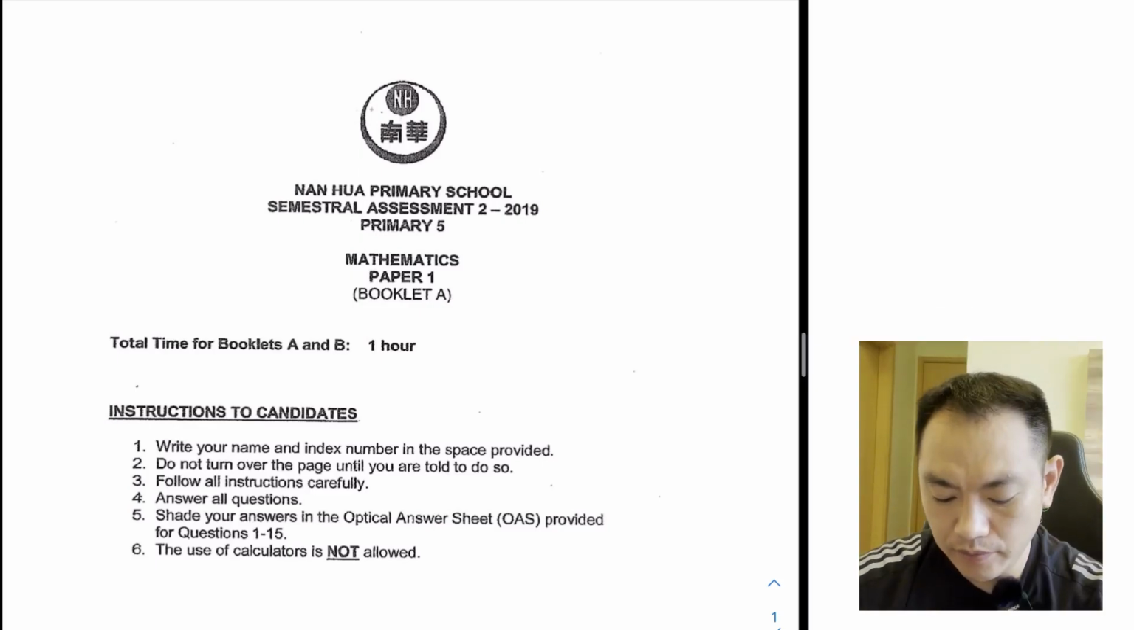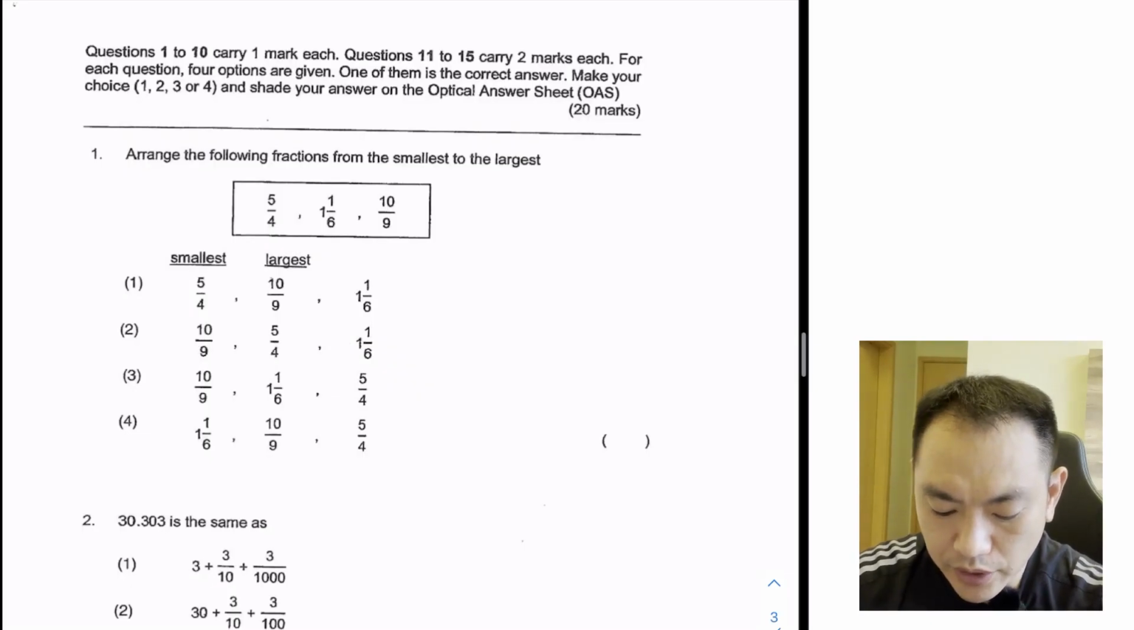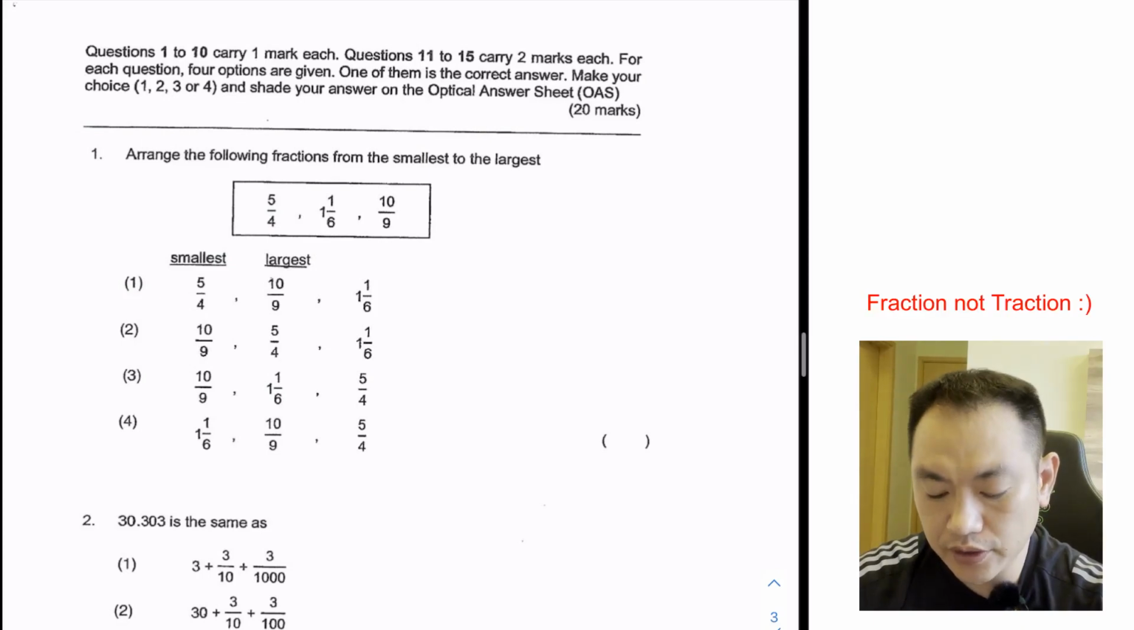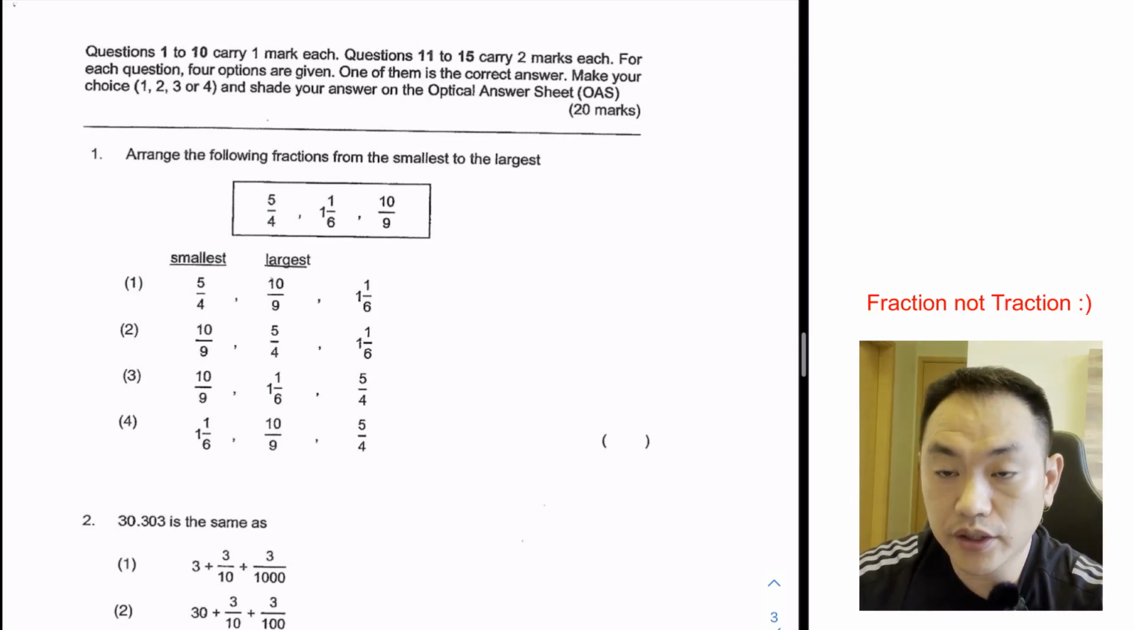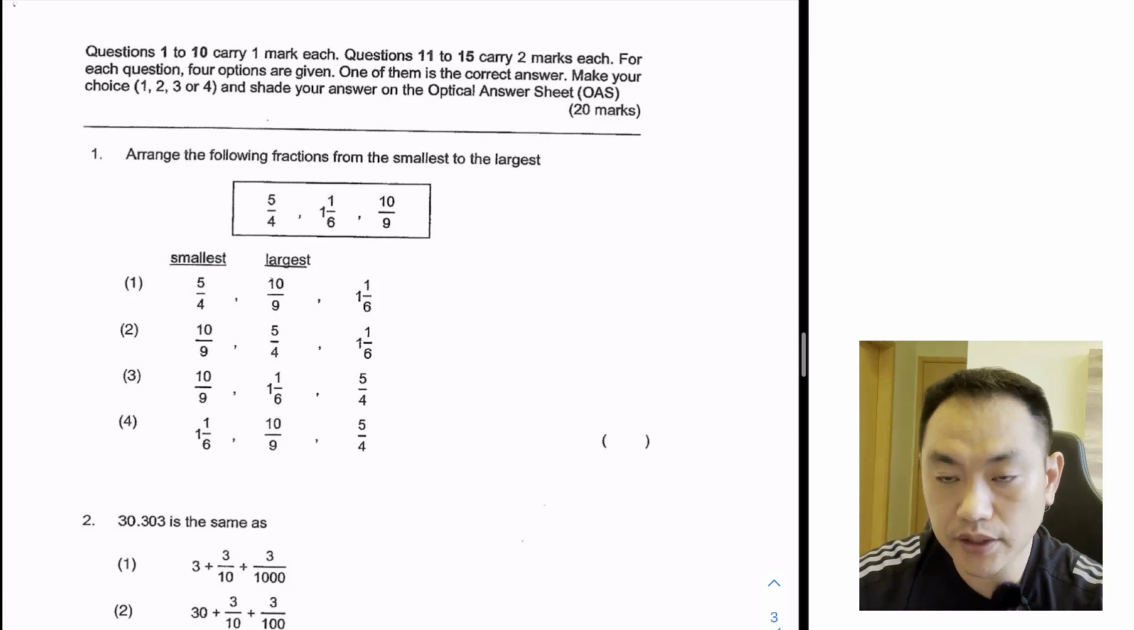All right, so let's get started. Let's have a look at question 1. Arrange the following fractions from the smallest to the greatest. Here we see there are 3 fractions, 5/4, 1 and 1/6, and 10/9. So we want to arrange from the smallest to the biggest.